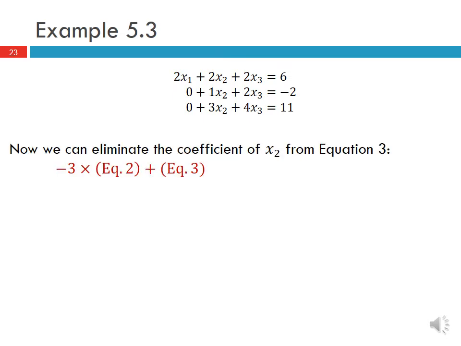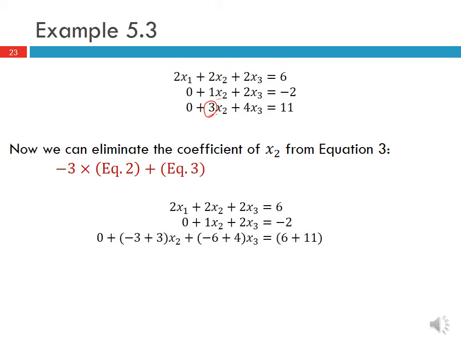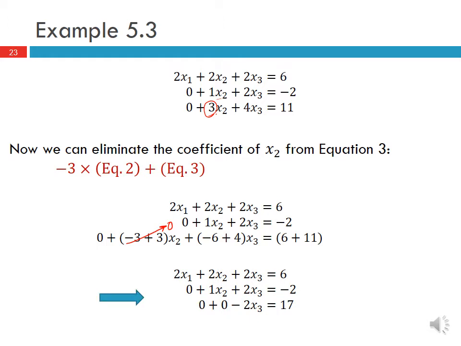So now we can eliminate the coefficient of x2 from equation 3. So our x1 coefficients are gone, and now we move here, and we want to eliminate this coefficient. So we can do that by going -3 times equation 2 plus equation 3. So that gives us what we have shown here. And you can see this is going to go to 0. So we end up with a 0 for our coefficient of x2 in equation 3.